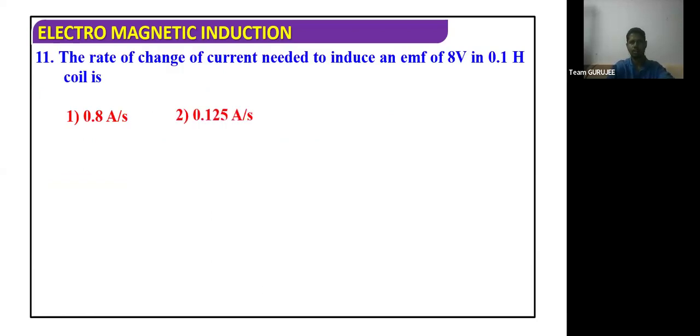The rate of change of current needed to induce an EMF of 8 volt in a 0.1 Henry coil. Oh, this is easy. Find the answer. The rate of change of current needed to induce an EMF of 8 volt in a 0.1 Henry coil.